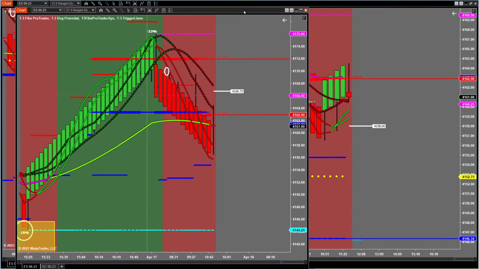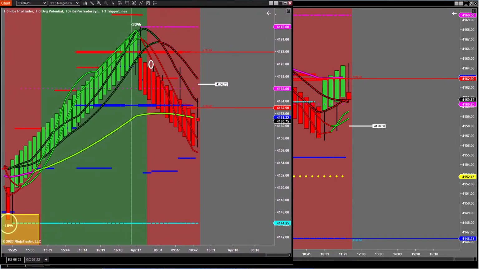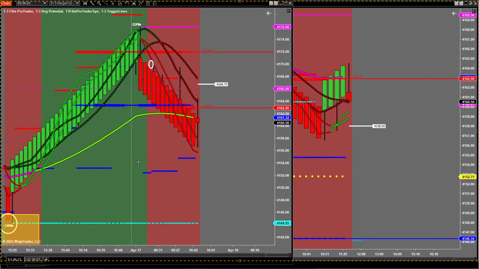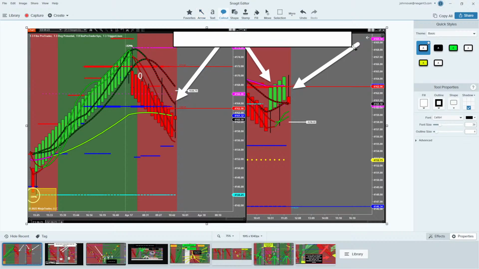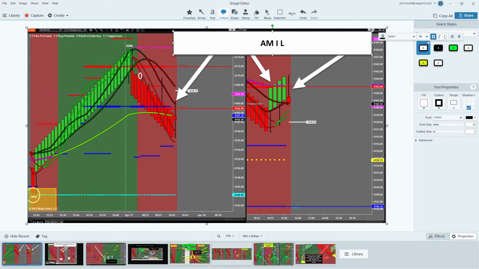All right, I want to ask a question, and I want an answer from you guys. Looking at my 21-3 chart and my 13-2 chart, so what am I looking for, guys? Longs or shorts? All right.